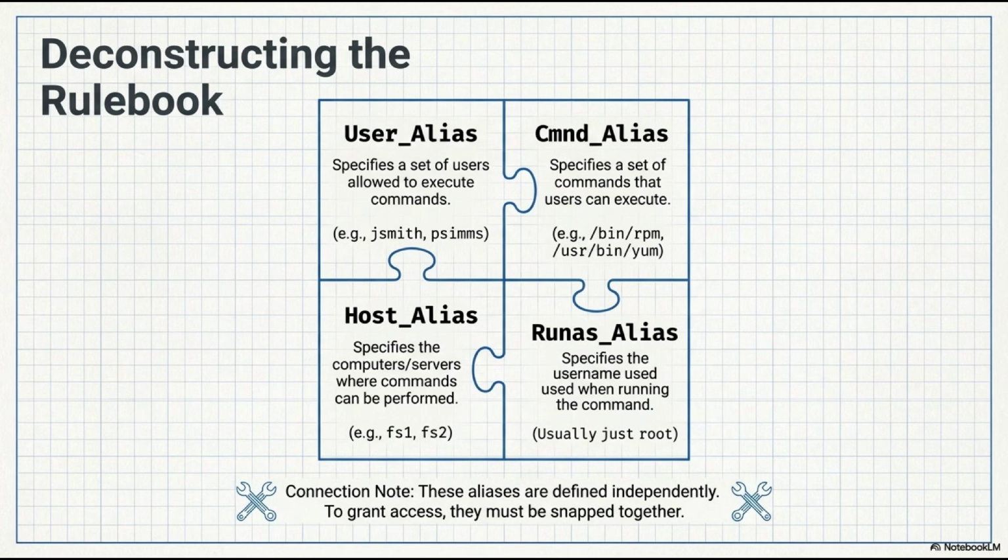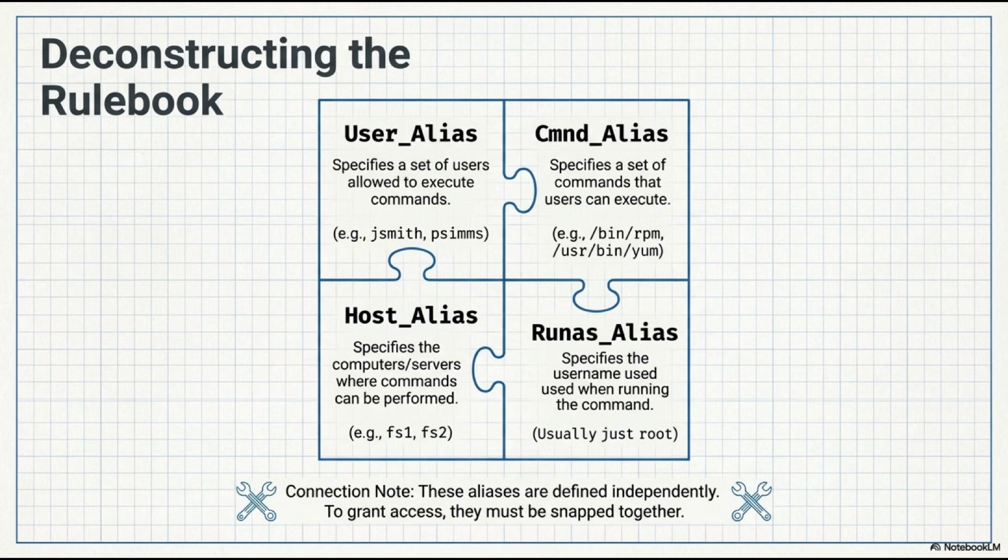Exactly. Now, the second piece is the host alias, which defines the where. In a massive enterprise, you might want JSmith to have restart privileges on the web servers, but absolutely zero access to the database servers. So you group host names or IPs into aliases. Makes sense. The third piece is the command alias, or Cmnd alias. This is the what. Instead of granting blanket root access, you define the exact absolute paths to the binaries they are allowed to run, like /bin/rpm. You restrict the blast radius.